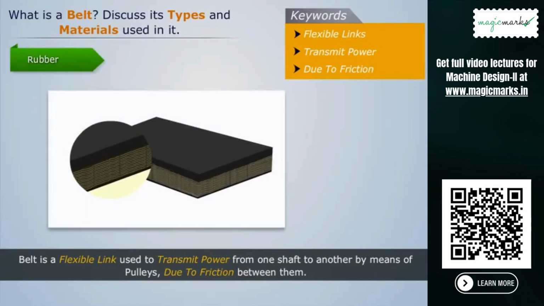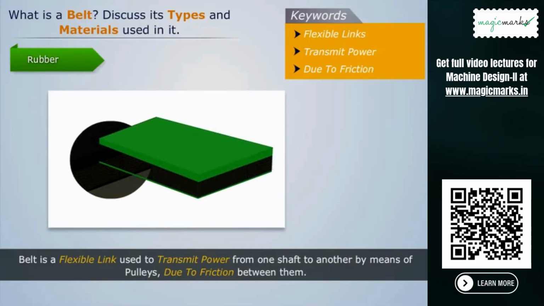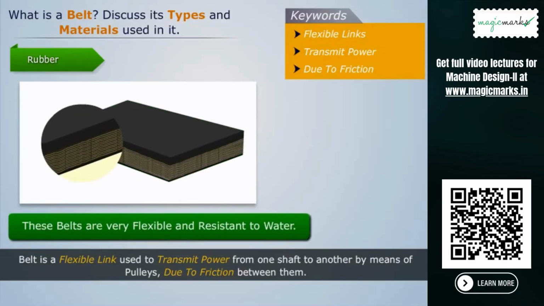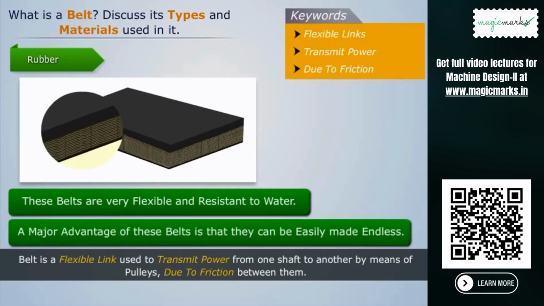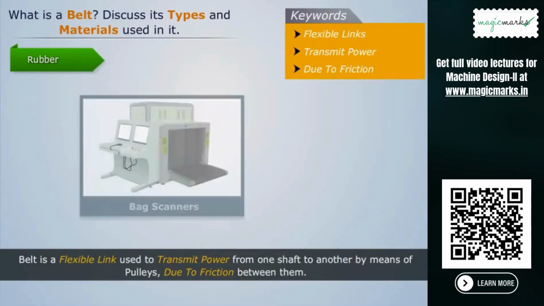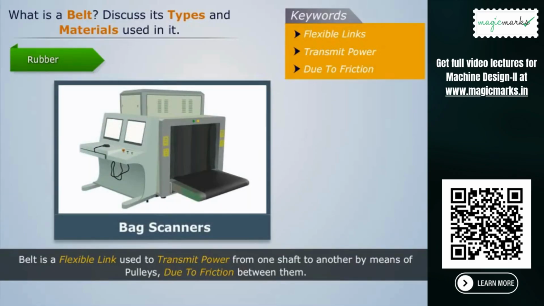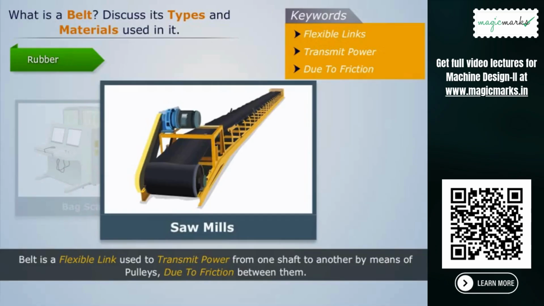Rubber. The belts made up of rubber have layers of fabric fused with rubber, so that the fabric layer is sandwiched between 2 thin layers of rubber on its surfaces. These belts are very flexible and resistant to water. A major advantage of these belts is that they can be easily made endless. These belts are commonly used in bag scanners in airports and metros and sawmills, etc.